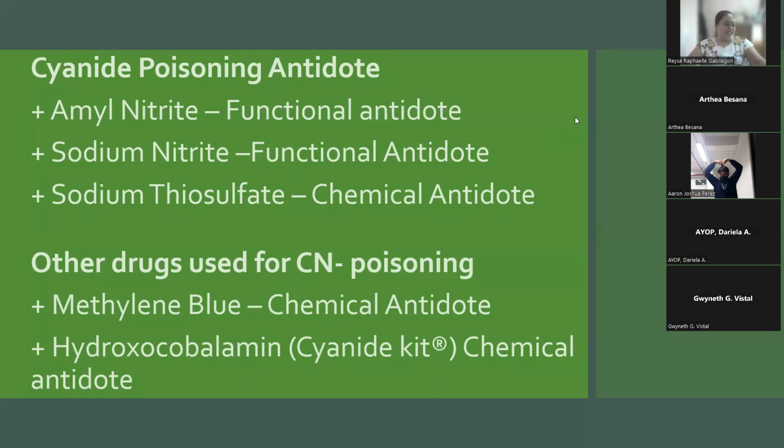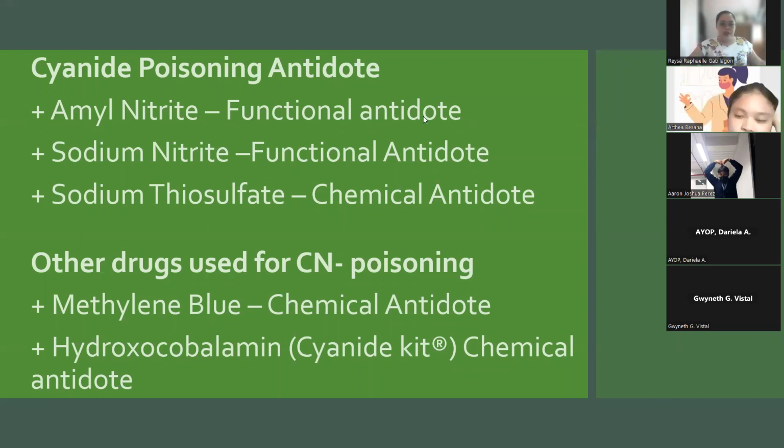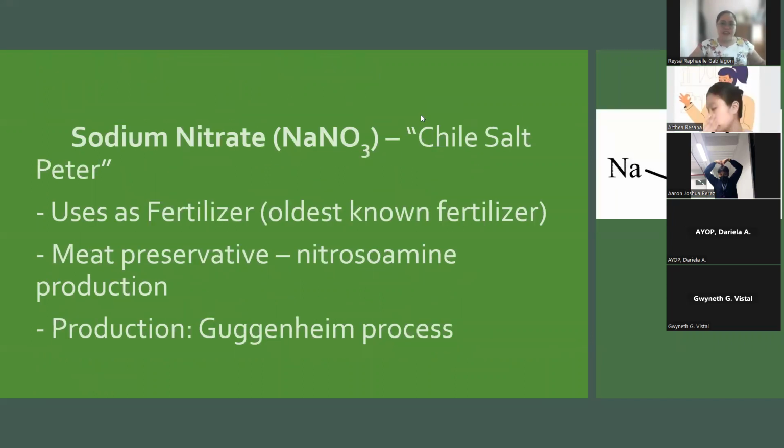Okay? Sige. So I hope you understood what functional antidote is. Functional antidote yan siya. Now, let's move on. Iba yung sodium nitrite sa sodium nitrate, ha? Nitrite is NO2, nitrate is NO3. Nitrite is the salitre, and NO3, the nitrate, is called the Chile saltpeter.